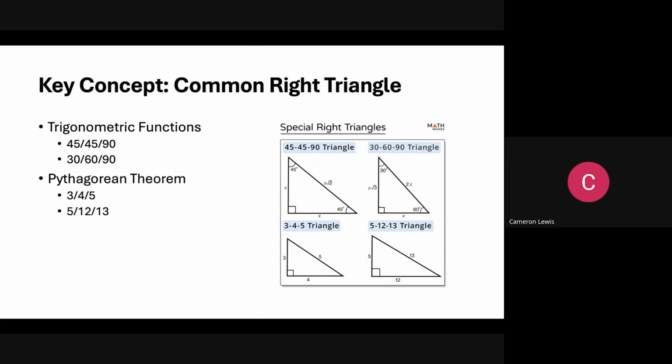Same thing over for the 30, 60, 90, right? The smaller angle, which is 30, will be across from the smaller side, which would be x. Then across from the 60, we have x times root 3. And then the hypotenuse will just be double the small side, which would be 2x. So if you can remember these, you don't have to do math. So let's try and use these to help us out when it comes to these next problems.